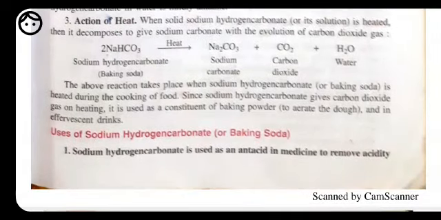After that we have the uses of sodium hydrogen carbonate or baking soda. The first use: as we know, baking soda shows basic character. That's why it is used to get relief from acidity. Whenever we suffer from acidity, in which the acidic content increases in our stomach, if we take a solution of baking soda, it will neutralize the acid and we will get relief from the pain.